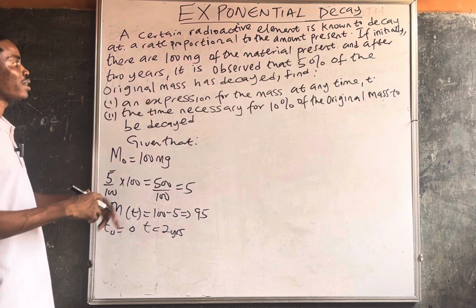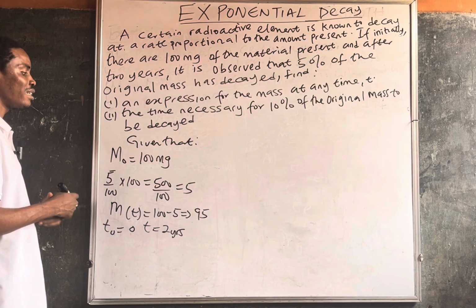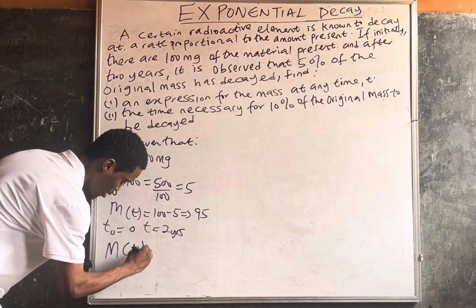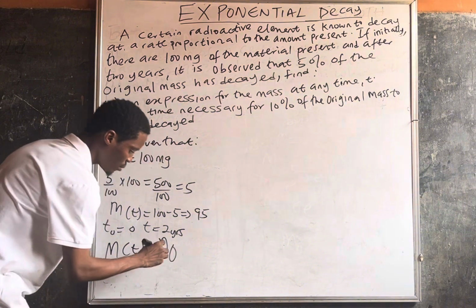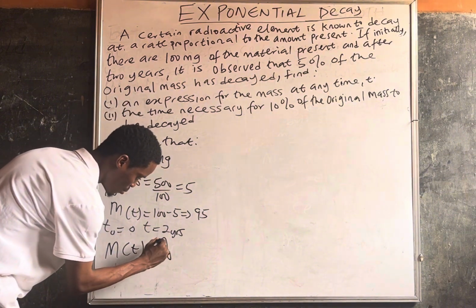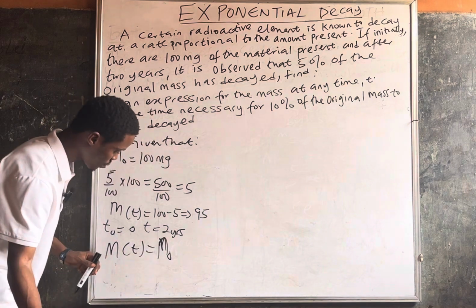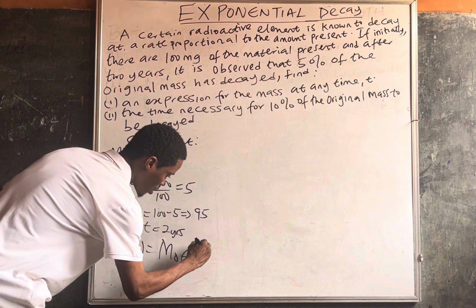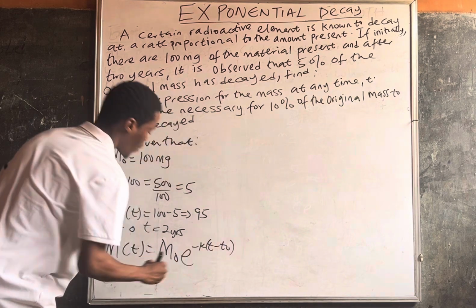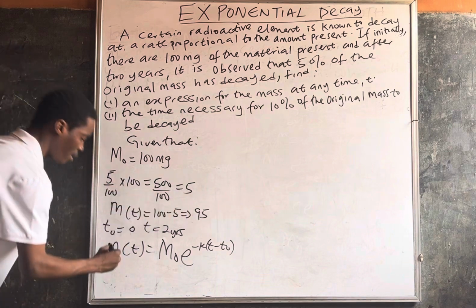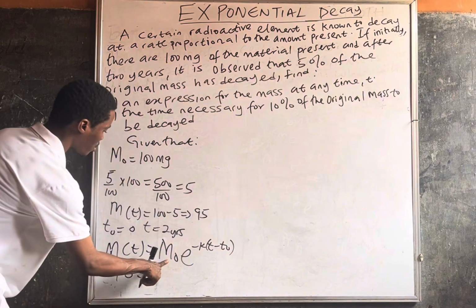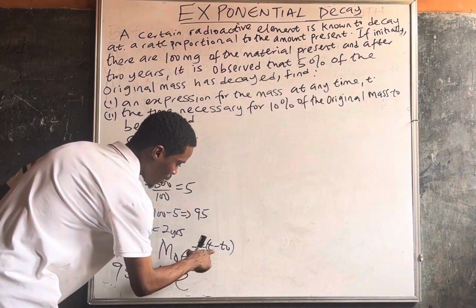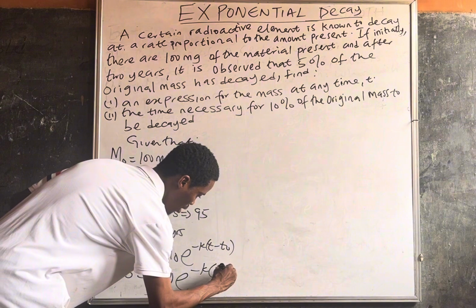So we have to find an expression for the mass at any time t. According to the formula for exponential decay, we have M of T equal to initial mass M naught times exponential minus K times T minus T naught. So our M of T is 95, our M naught is 100, exponential minus K, and our T minus T naught is 2 minus 0.